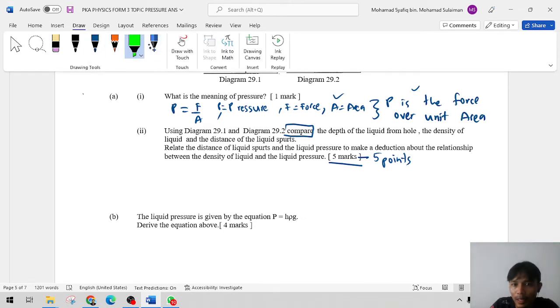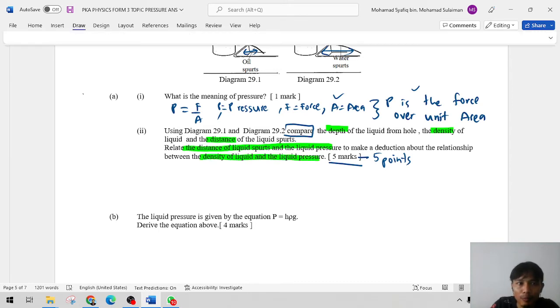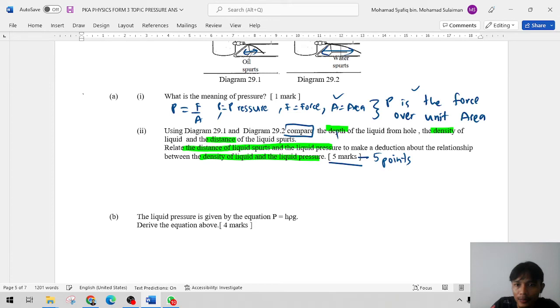So we want to compare the depth. The first one is the depth, the second one is density, and the third one is the distance. Alright, so we have 3 marks there. The fourth one is relate distance with pressure. And the fifth one, the final one, is to deduce the relationship between density of liquid and pressure. So we have 5 points, right? 1, 2, 3, 4, 5. So we need to have those 5 points here.